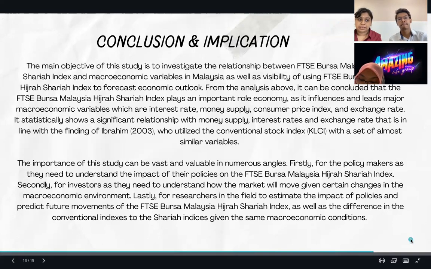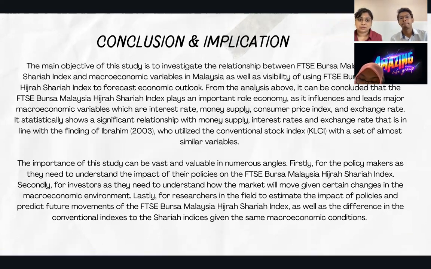So the conclusion and implication. The main objective of the study is to investigate the relationship between the FTSE Bursa Malaysia Hijrah Sharia Index and macroeconomic variables in Malaysia, as well as the feasibility of using FTSE Bursa Malaysia to forecast the economic outlook. From the analysis above, it can be concluded that the macroeconomic variables, which are interest rate, money supply, consumer price index, and exchange rate, statistically show a significant relationship with money supply, interest rate, and exchange rate.